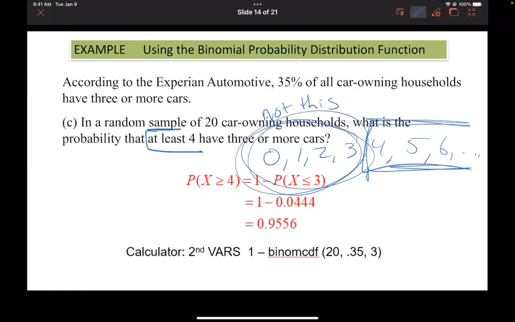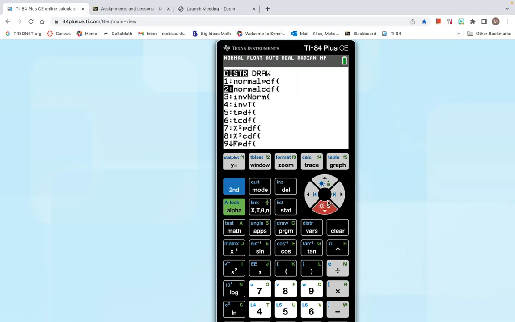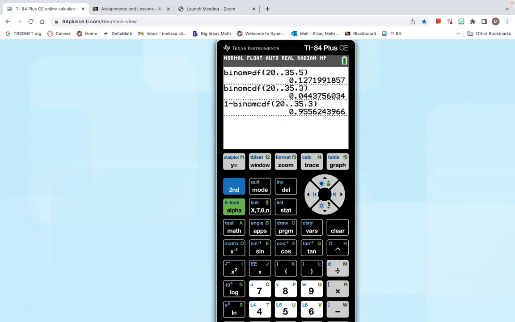So I'm going to do this in my calculator. Go back here. Okay, so I'm going to put in 1 minus and then do my binom CDF. Enter. And 20 trials. We're still on the same thing, but with the 1 minus on there. And we get about 95.6%.